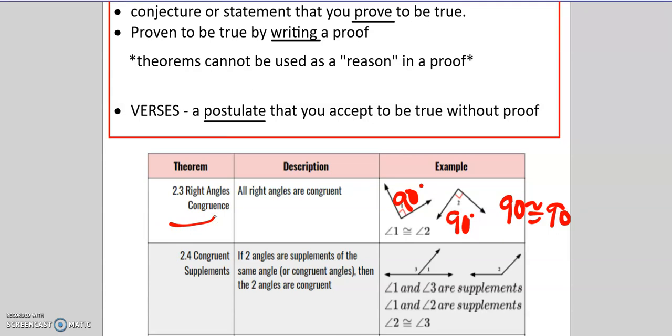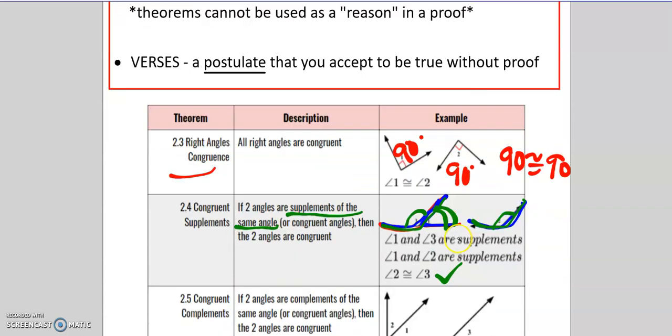The next one is the congruent supplements. Bear with me on this one. It says if angle 1 is supplementary to angle 3, and angle 1 is also supplementary to angle 2, then we can say, and look at it, angle 3 and angle 2 are congruent. So if two angles are supplements of the same angle, just like 2 and 3 were both supplementary to angle 1, then we can say that 2 and 3 are congruent.